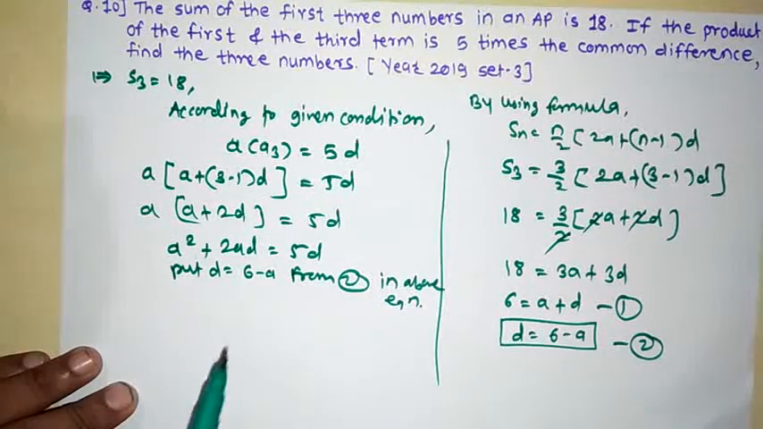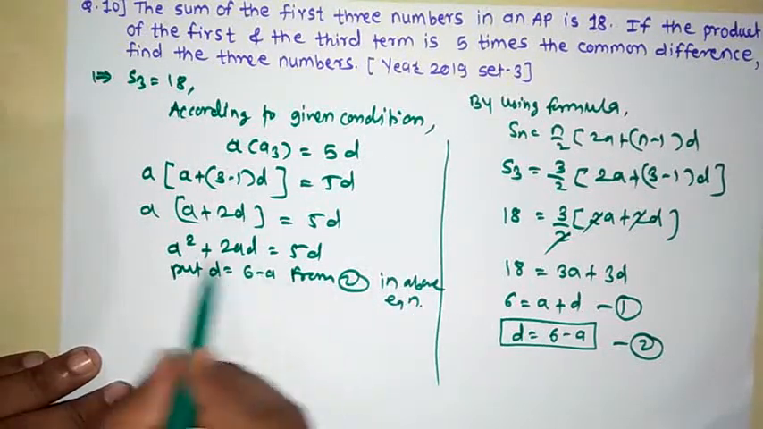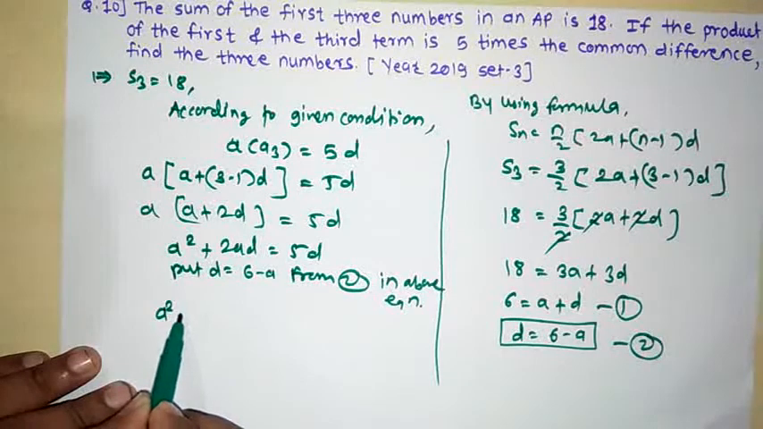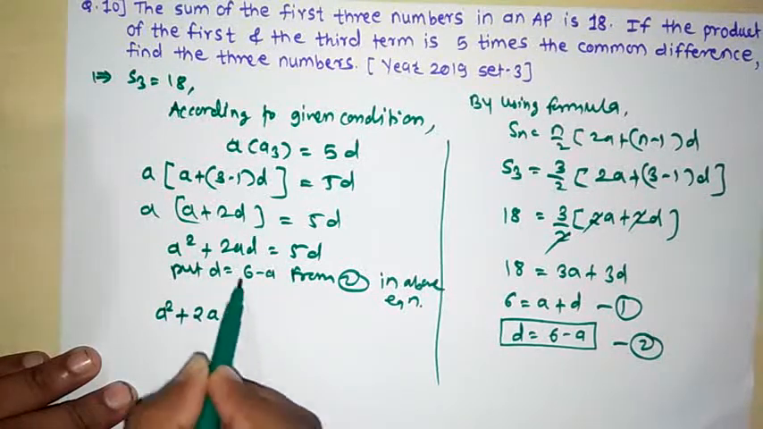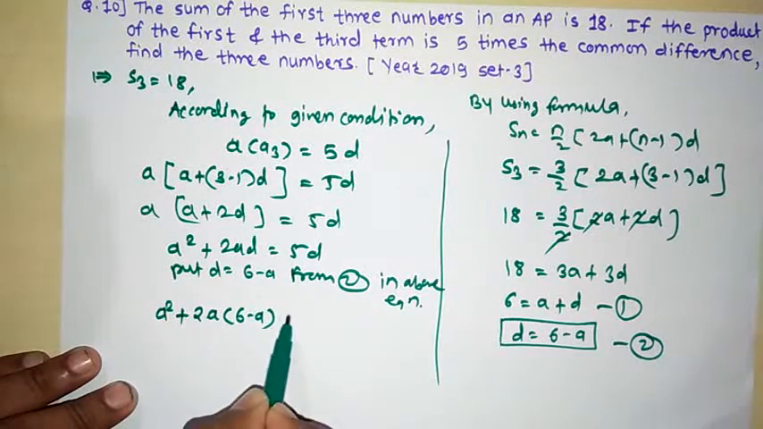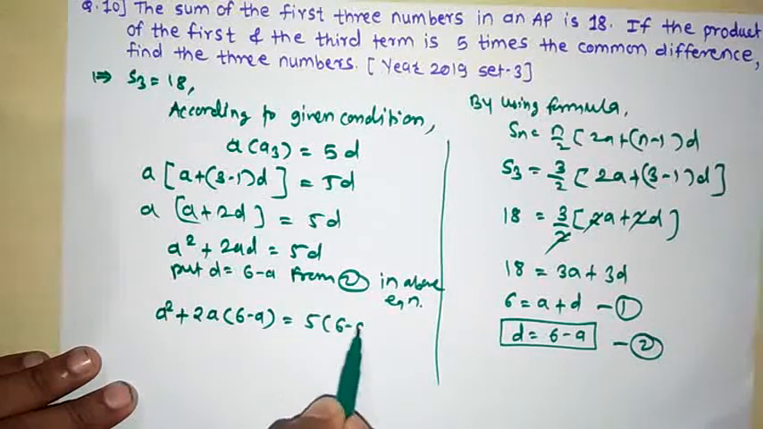In the above equation we will put d is equal to 6 minus a. Put here, what will we get? Let us see. a square as it is plus 2 into a into d. Instead of d we have to write 6 minus a, is equal to 5 into (6 minus a).